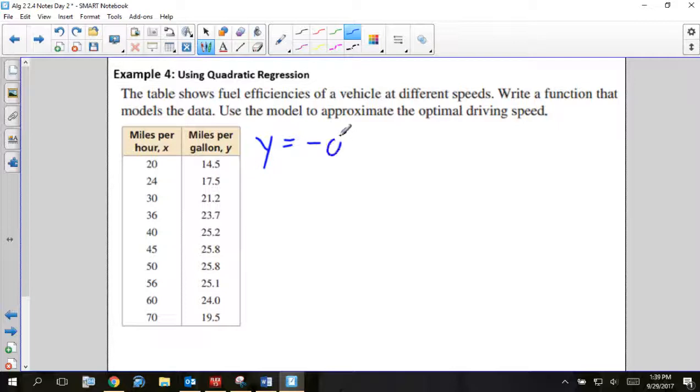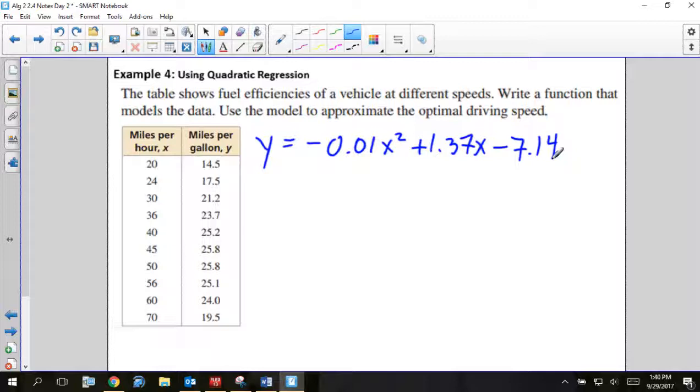So we'll do negative 0.1x squared plus 1.37x minus 7.14. So write my equation. And then there's another question. It says, use the model to approximate the optimal driving speed.